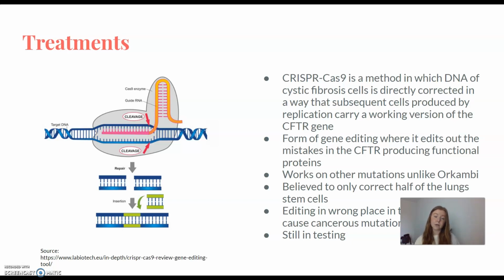However, there are some downsides to it. It's believed to only correct half of the lung stem cells, and editing in the wrong place in the genome can cause cancerous mutations. And it's still in testing, so there is a possibility that those problems can be improved upon and they won't be a risk.